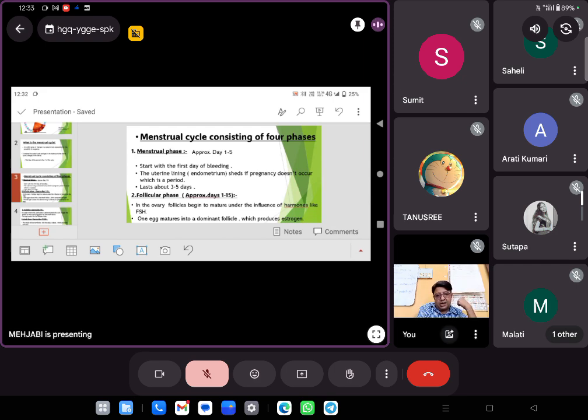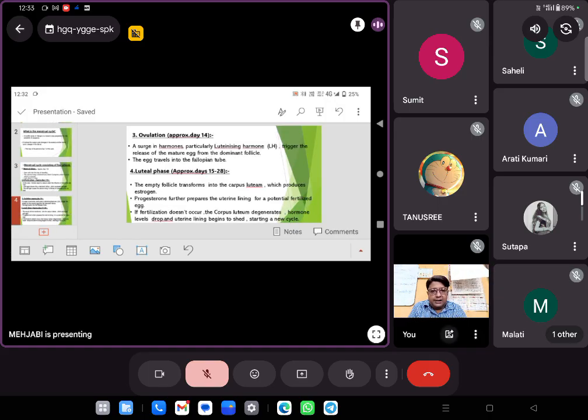Second one is the follicular phase. In the follicular phase, in the ovary, follicles begin to mature under the influence of hormones like FSH. One egg matures into a dominant egg, which produces estrogen. Third one is ovulation. In ovulation, a surge in hormone, particularly luteinizing hormone, triggers the release of the mature egg from the dominant follicle. The egg travels into the fallopian tube.